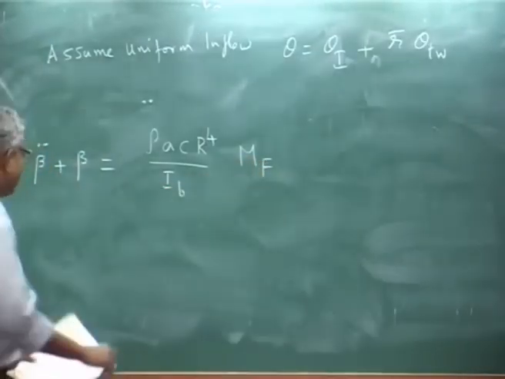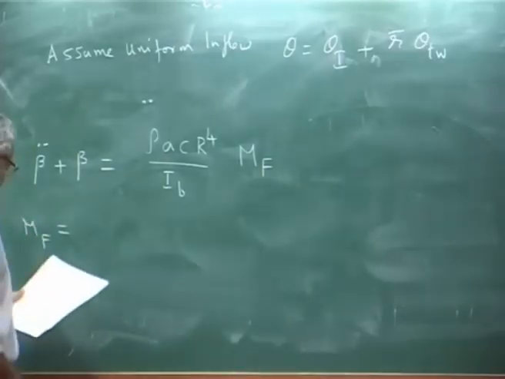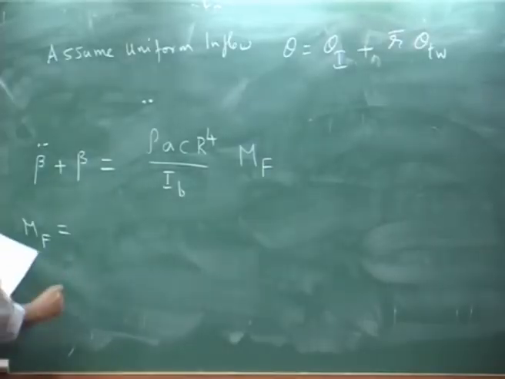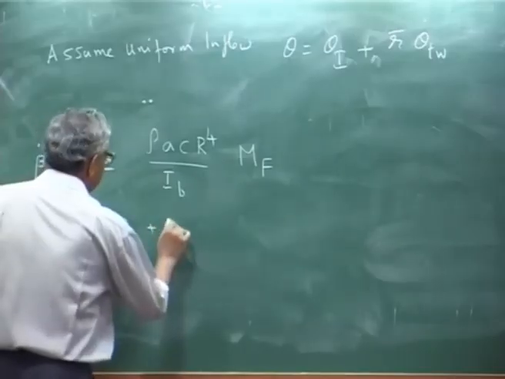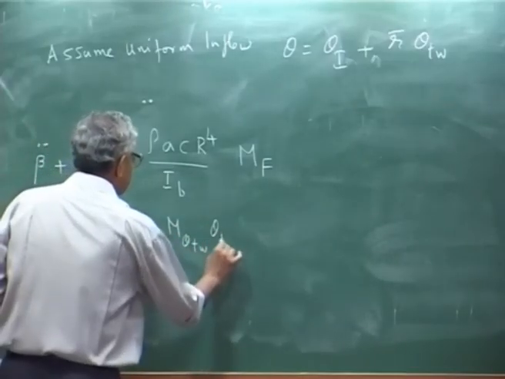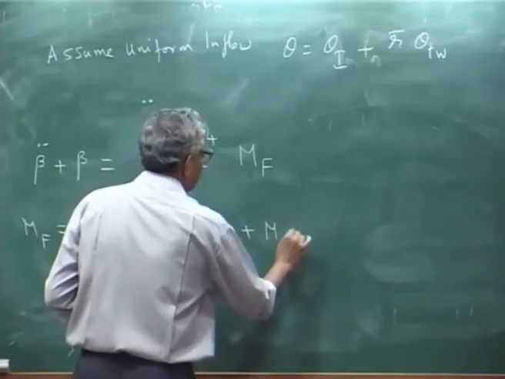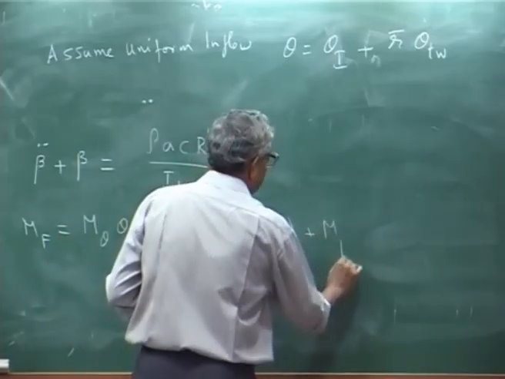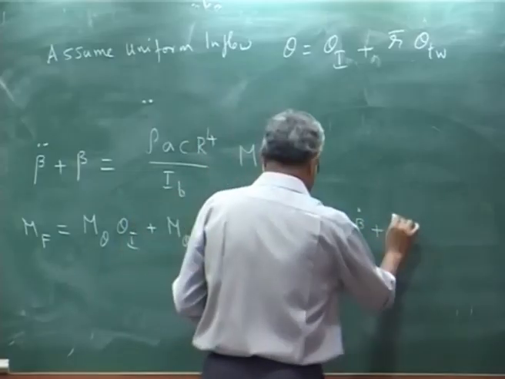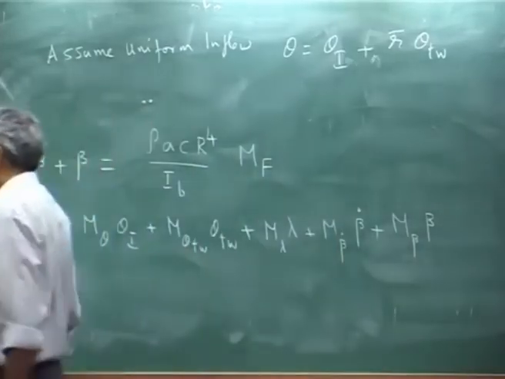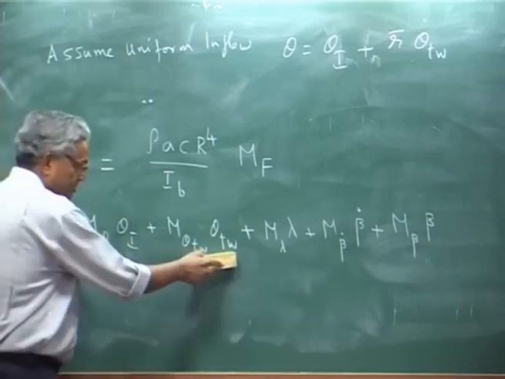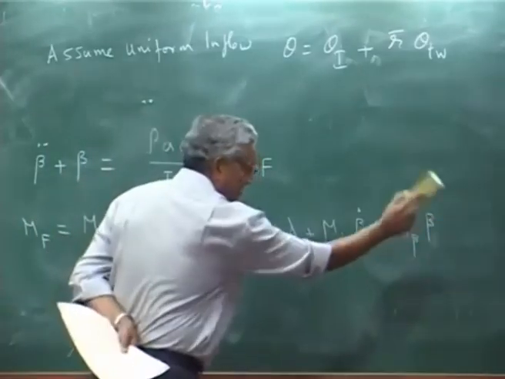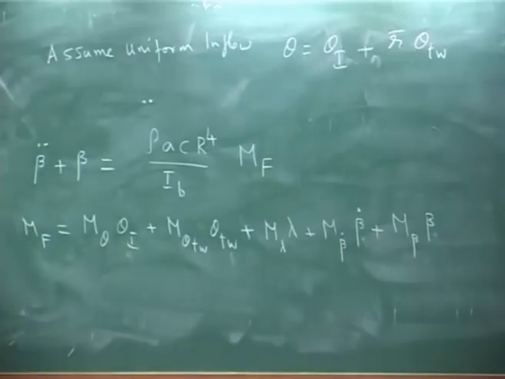What is M_F? M_F consists of several terms. You will have M theta I, M theta twist, plus M lambda, M beta dot, plus M beta. Please understand, M_F has theta I, theta twist, lambda, which I am taking as a constant, and beta. Now each one of the terms I am just writing, and that completes my flap equation.